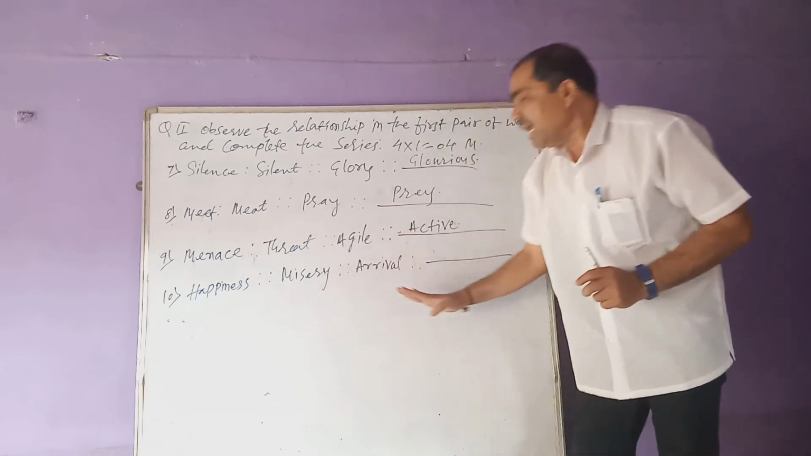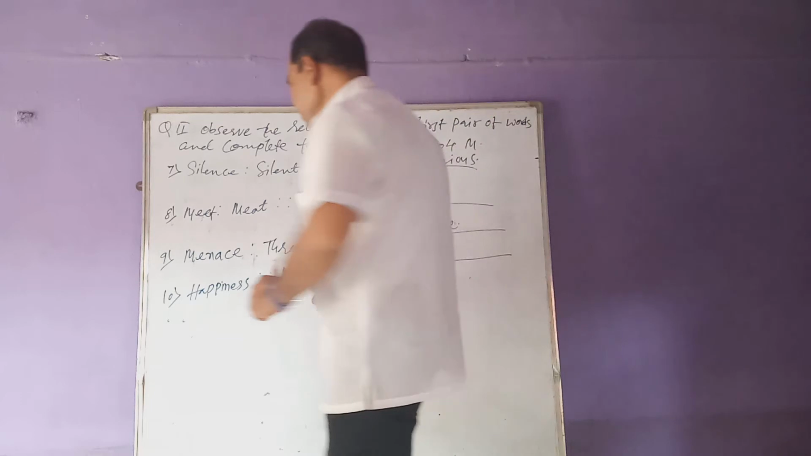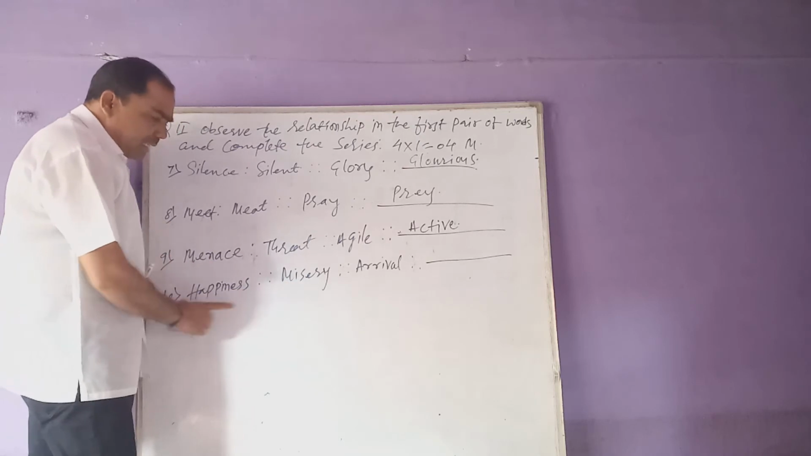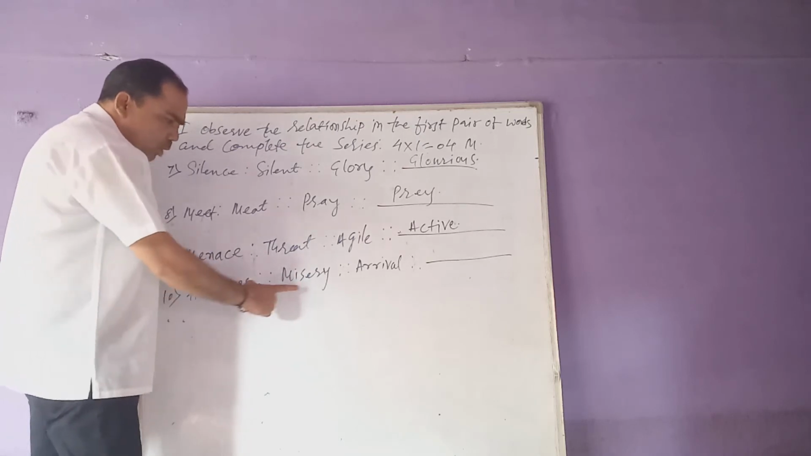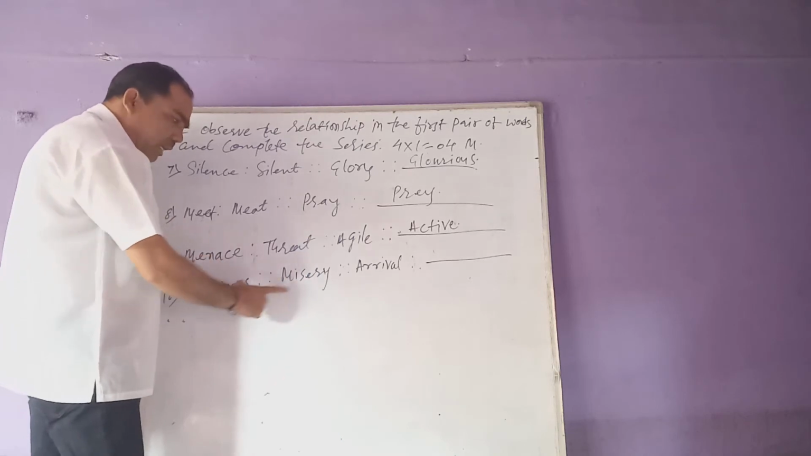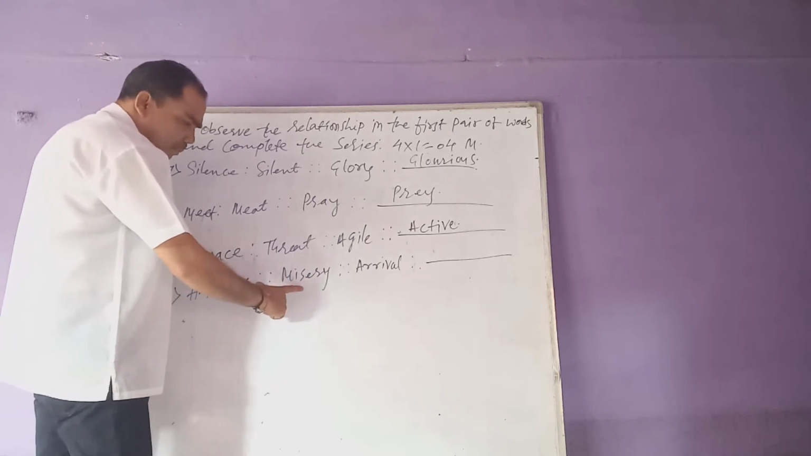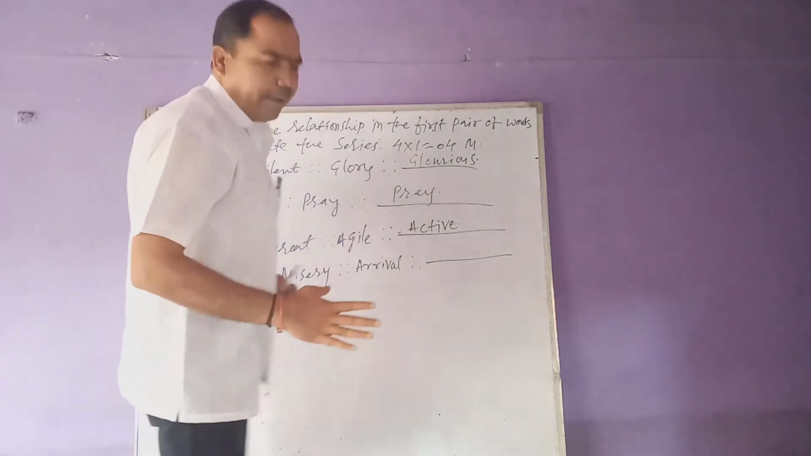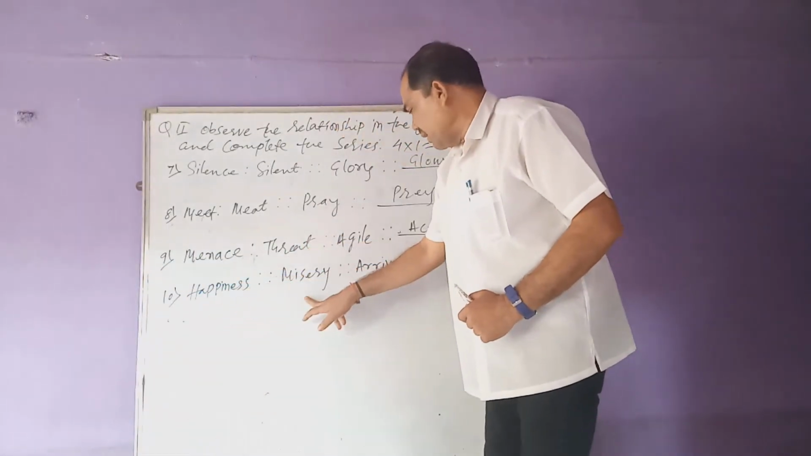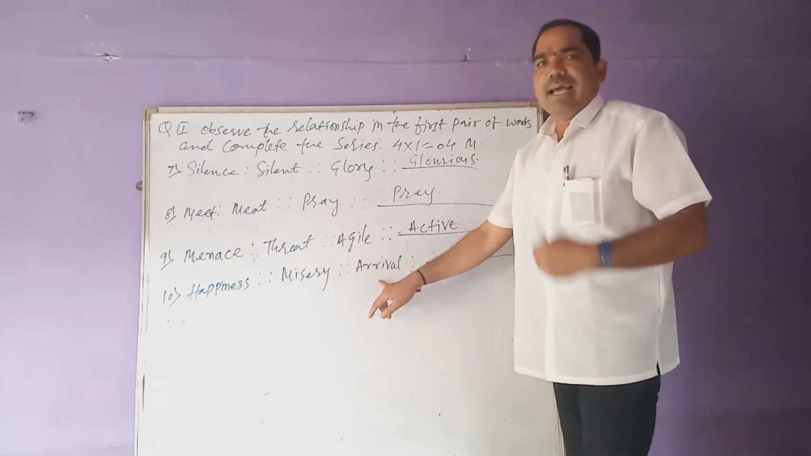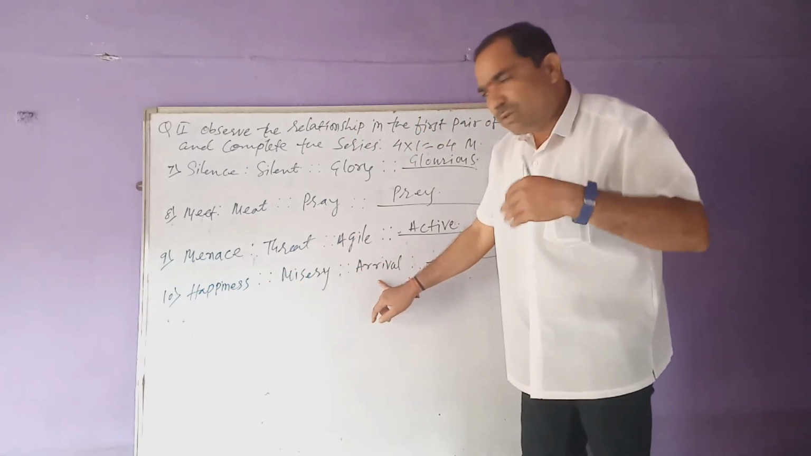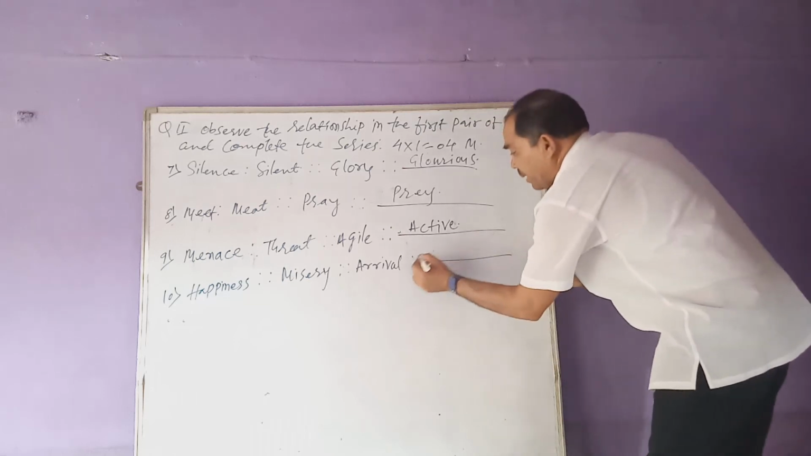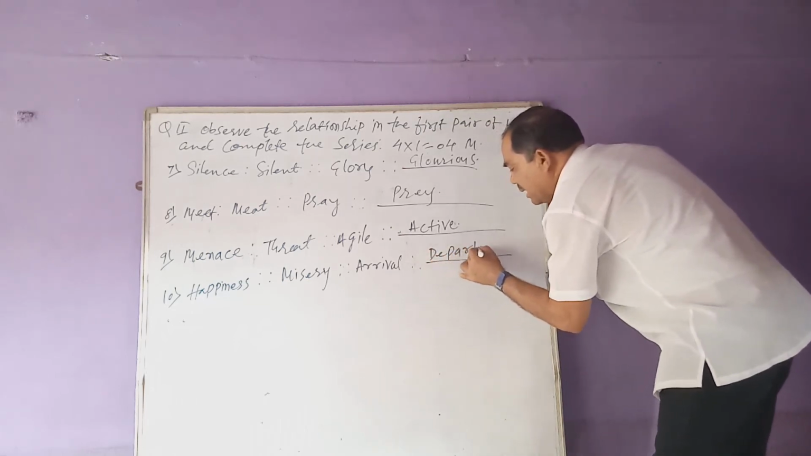And what is the last one? The last one is antonym. Why is it antonym? It expresses the opposite meaning. How? Happiness is standing for misery. Happiness is joy, misery is an ocean of sorrow. Understand? So happiness, misery. Then arrival. Arrival means your coming. The opposite word of happiness is misery. Then the opposite of arrival is departure.